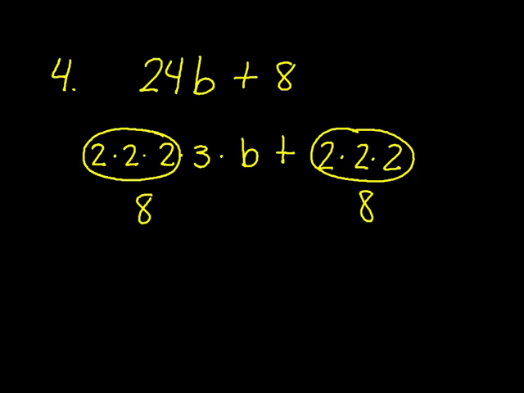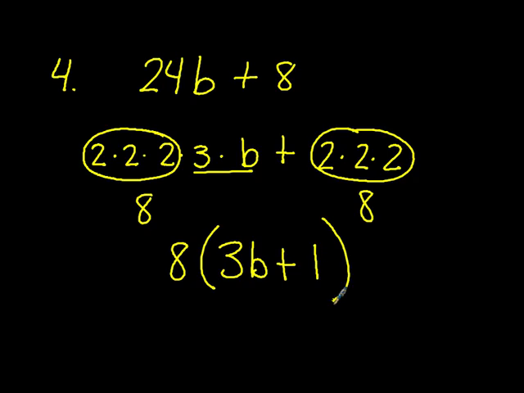So because 8 is the GCF, 8 will go on the outside of the parentheses, and everything that's left will go inside the parentheses. 3b plus, we actually have to put a 1 here. And the reason why we put a 1 is because when we factored out 8, there's technically a 1 left behind.